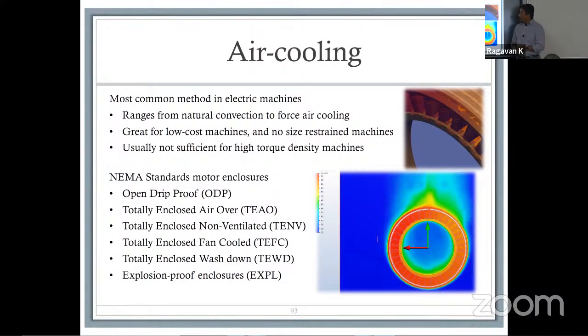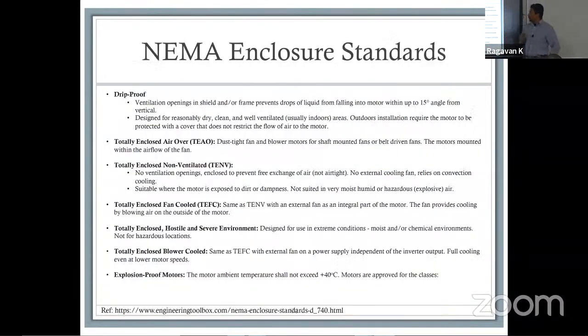This was actually an air-cooled motor that we did. I still don't have an answer to your question about how much heat we got out of this. In CFD design, you can have different enclosures, and you talk about NEMA standards. You have open drip proof. And I'm within 5 minutes. You have totally enclosed non-ventilated, fan-cooled, and wash-down enclosures.